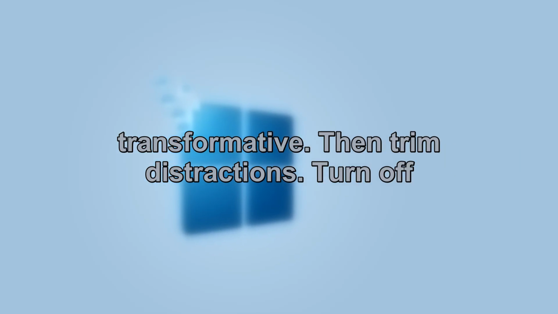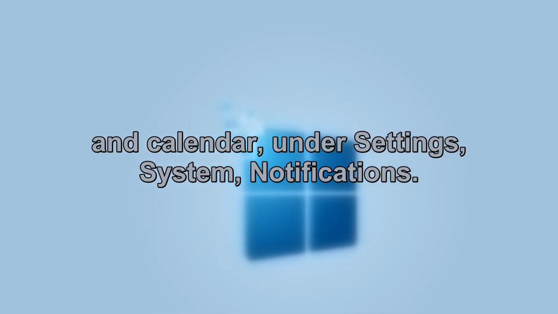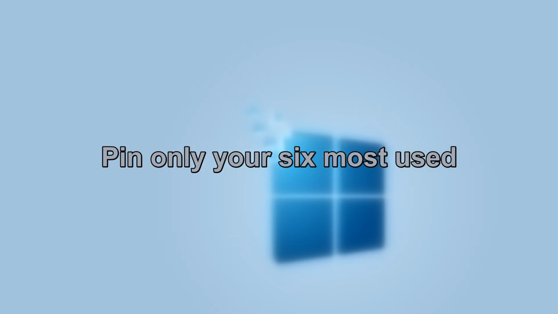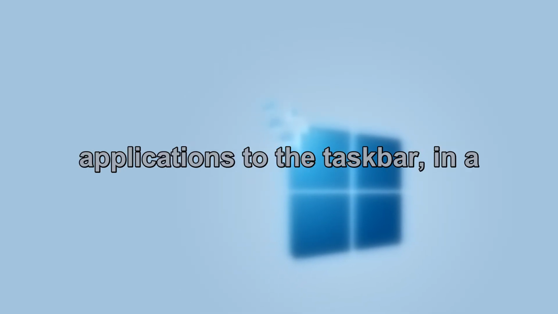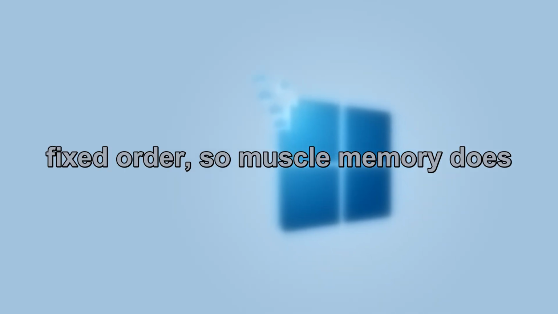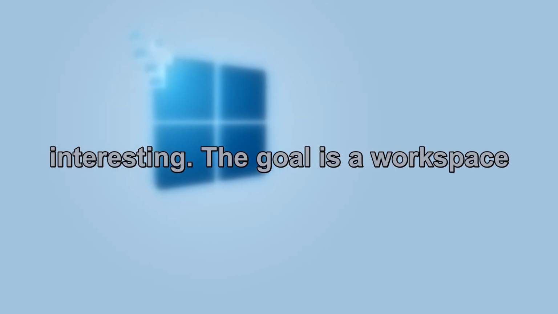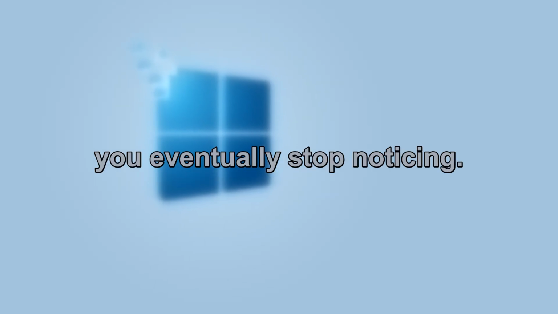Then trim distractions. Turn off notification banners for everything except calls and calendar, under Settings, System, Notifications. Pin only your 6 most used applications to the taskbar in a fixed order, so muscle memory does the work. Put your active project folder into quick access, and choose a wallpaper that's calm rather than interesting. The goal is a workspace you eventually stop noticing.